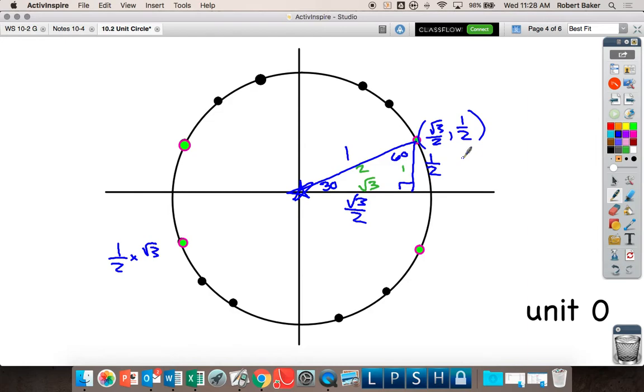And then we have three other ones to do. I'm skipping the other dot because I'm always counting the degree measurement from the axis. So that's another 30, 60, 90 right triangle. How long should this side be? The negative square root of 3 over 2, up 1/2. So the coordinate location is negative square root of 3 over 2, 1/2.